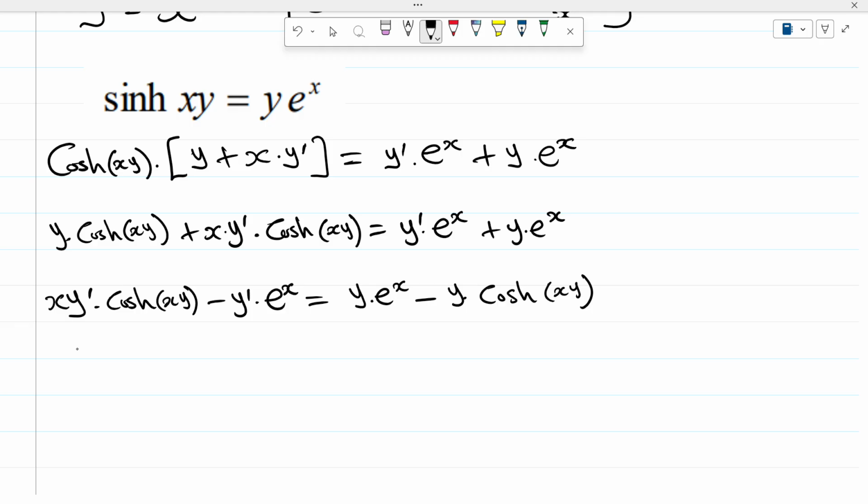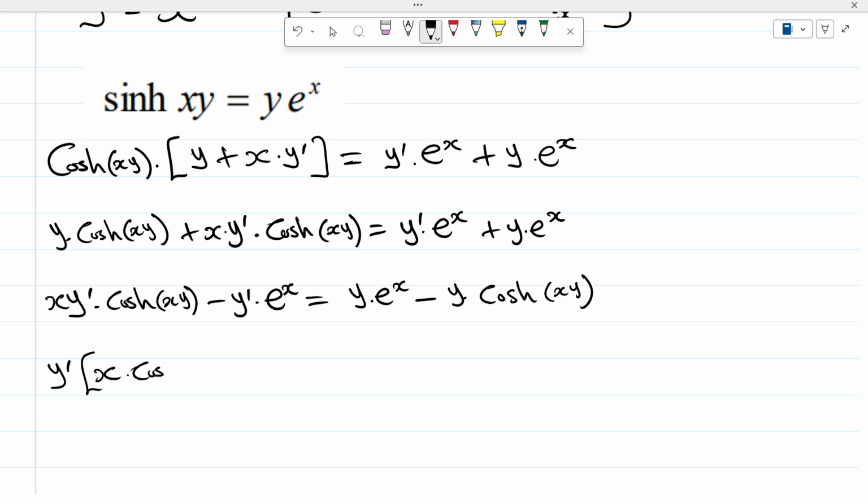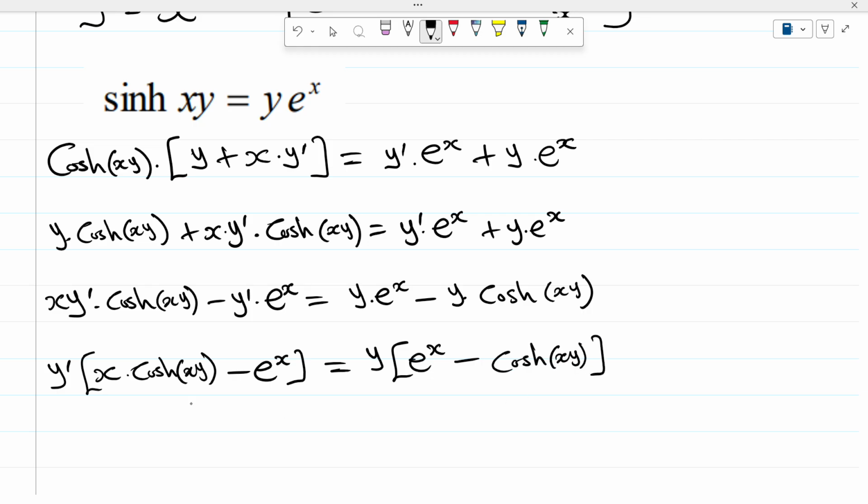Then on our left hand side, we're just going to factor out y prime as our common factor there. So if we take out y prime as the common factor, we'll be left with x hyperbolic cos of xy minus e to the power x, which then equals, so we'll again take out y as the common factor on our right hand side. We'll be left with e to the power x minus what? Hyperbolic cos of xy, right?